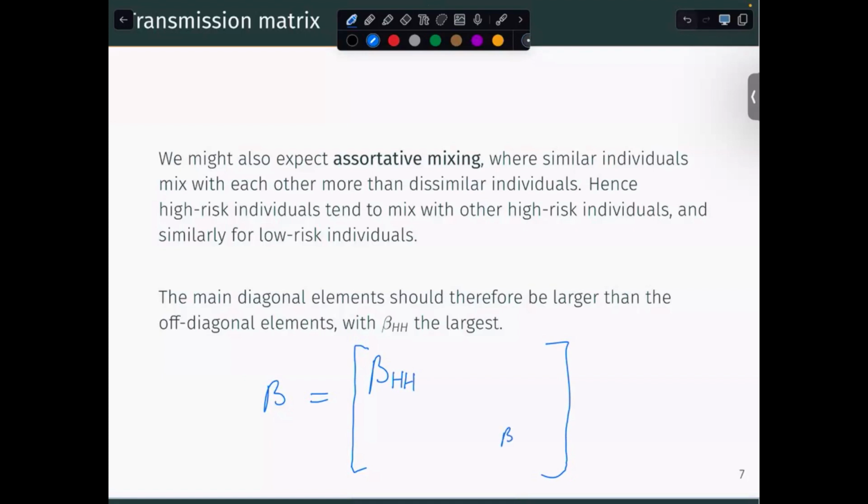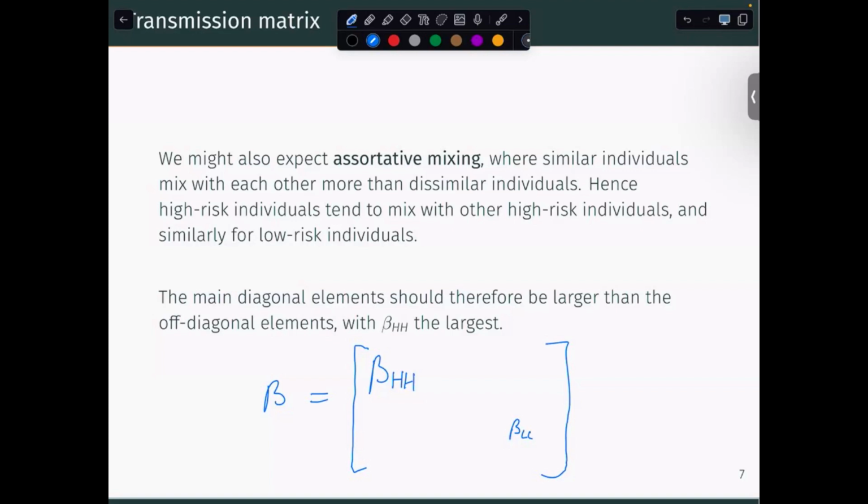Beta LL, I'm going to do it a little bit smaller. Hopefully we can see the difference in these sizes. Beta LL should be smaller because these are high-risk individuals contacting high-risk individuals. So that should be our highest rate of transmission, right? These low-risk individuals meeting with low-risk individuals should be somewhat moderate.